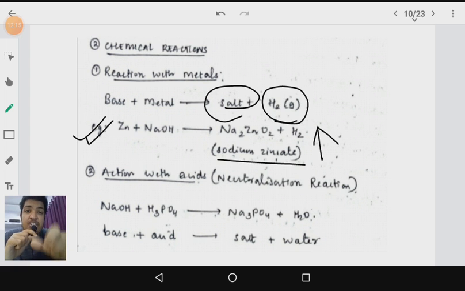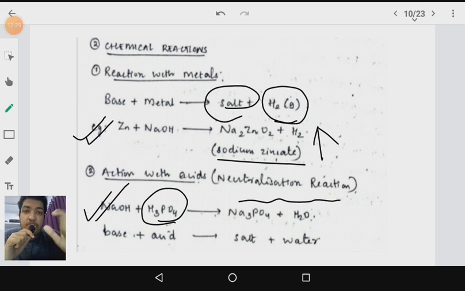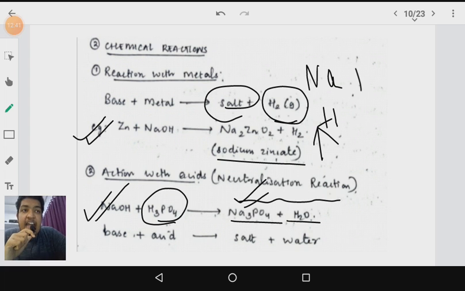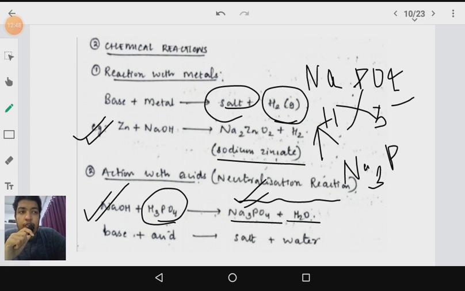Next is the action with acids. With acids, it is known as a neutralization reaction, and a neutralization reaction results in the formation of salt as well as water. So an example is this one, NaOH when treated with H3PO4. This is known as phosphoric acid. So it results in the formation of a salt, which is sodium phosphate, and water. The formula of sodium phosphate should be clear. It is Na3PO4 because sodium is having +1 as the valency, and PO4 is having a charge of 3 minus. So cross multiplication will give Na3PO4.